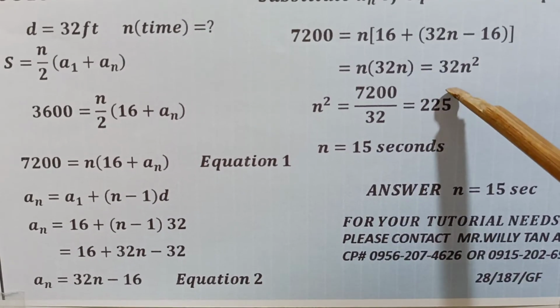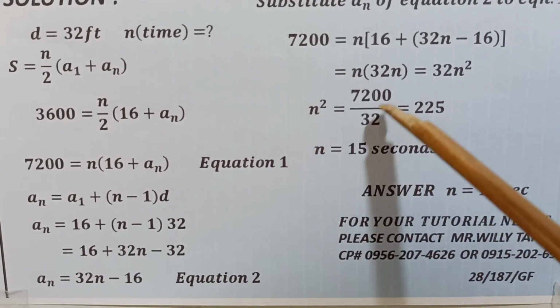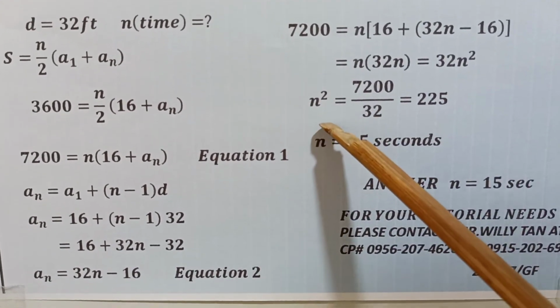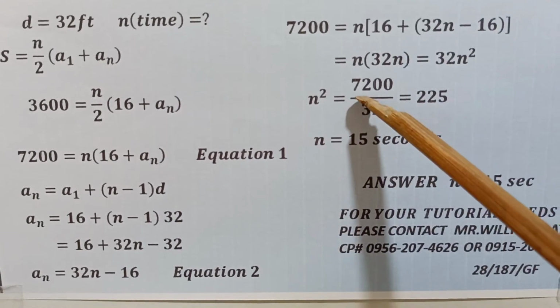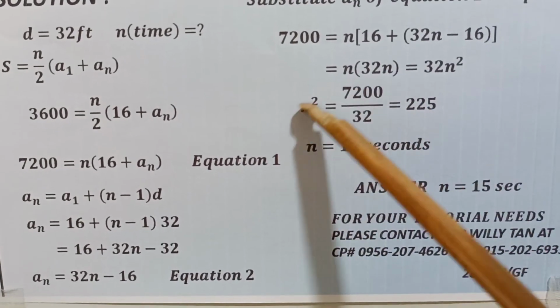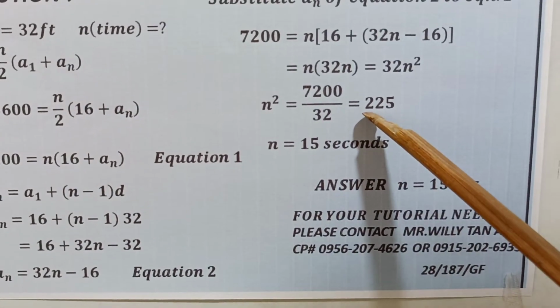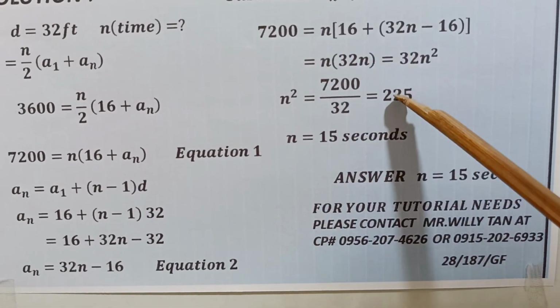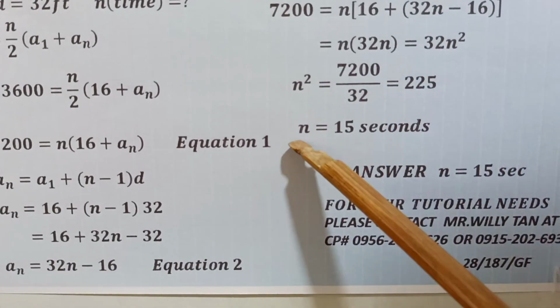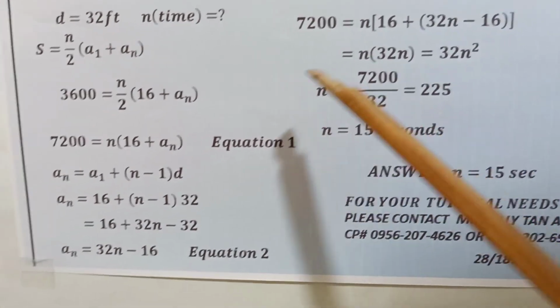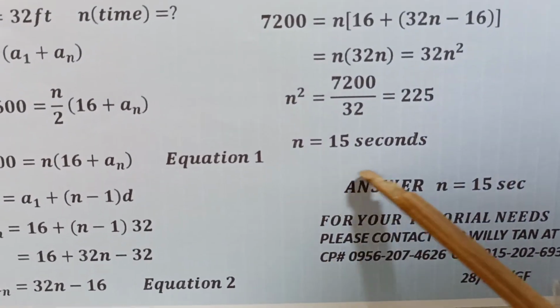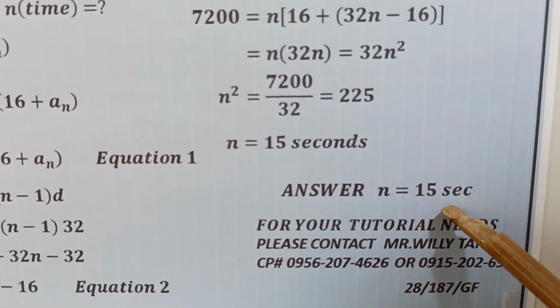So 7,200 divided by 32 will be the value of n squared. So n squared is equal to 7,200 divided by 32, and we are going to get 225 using our calculator. So getting the square root of both sides of the equation here, n will be equal to 15 seconds. So our answer is 15 seconds.